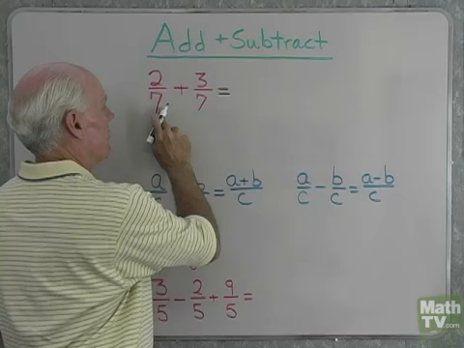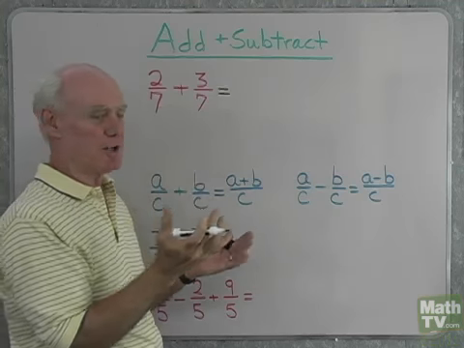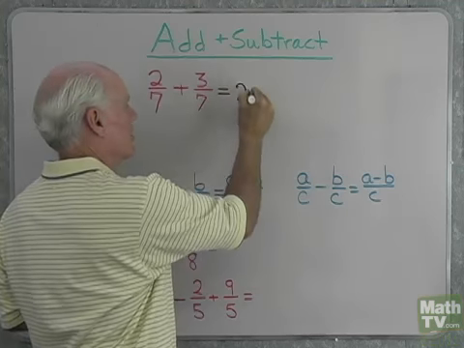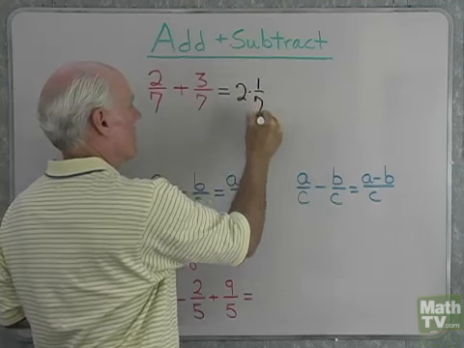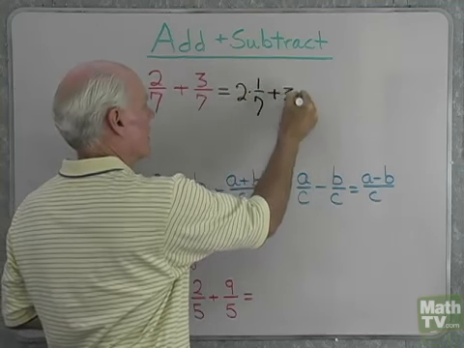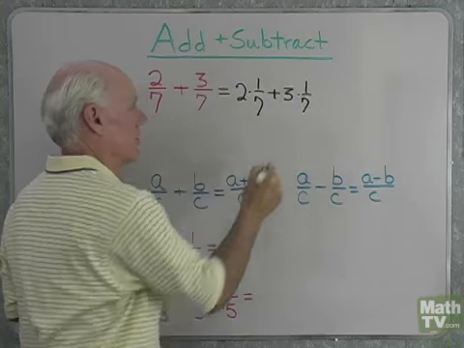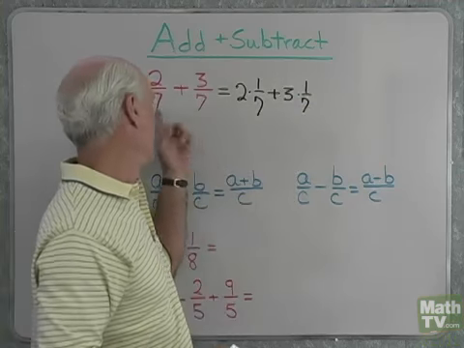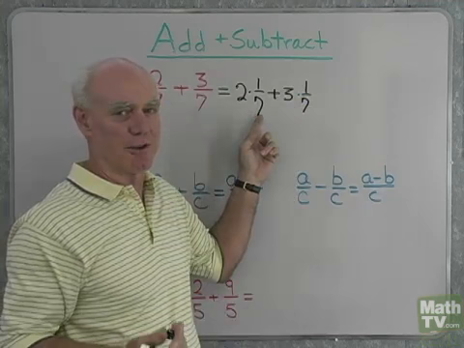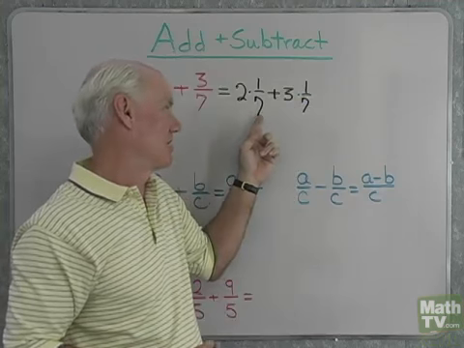We know that dividing by 7 is the same as multiplying by 1/7, so I'm going to write this as 2 times 1/7 plus 3 times 1/7. We can do that with fractions whenever we want. Dividing by 7 and multiplying by 1/7 are exactly the same thing.